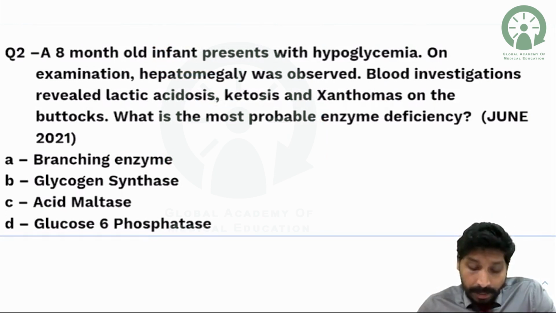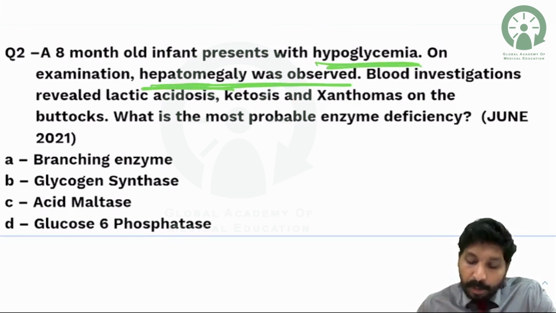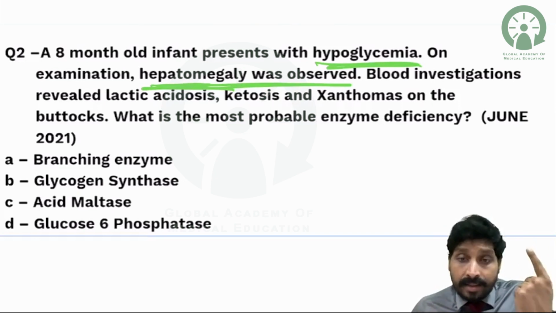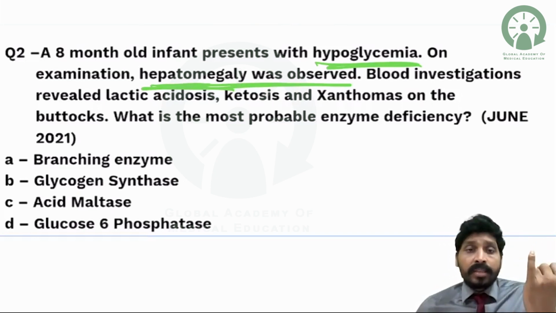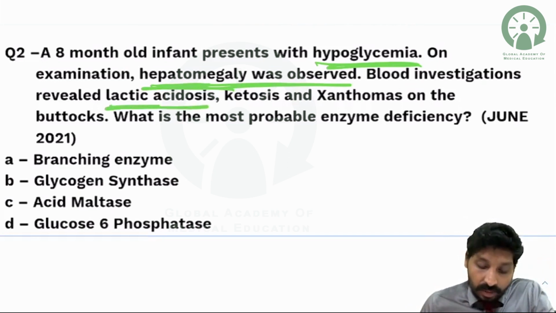Okay, a 8-month-old infant presents with hypoglycemia. On examination, hepatomegaly. Yes, this is a clear-cut indication. You remember hypoglycemia and hepatomegaly. Just now we discussed Von Gierke's. This is a clear-cut case of Von Gierke's disease, because hypoglycemia is one of the prominent features of Von Gierke's disease, and hepatomegaly. So blood investigations reveal lactic acidosis.